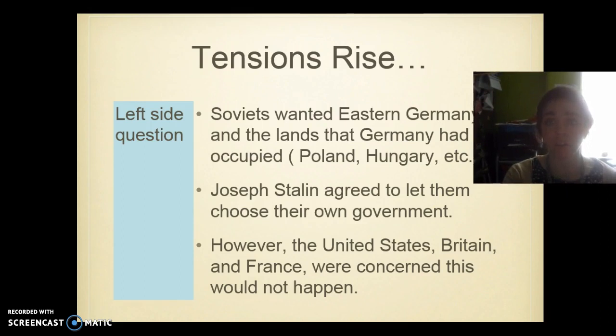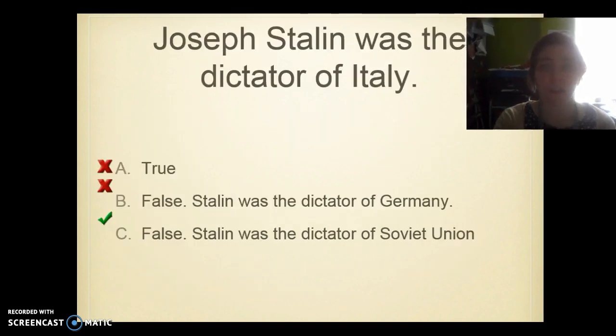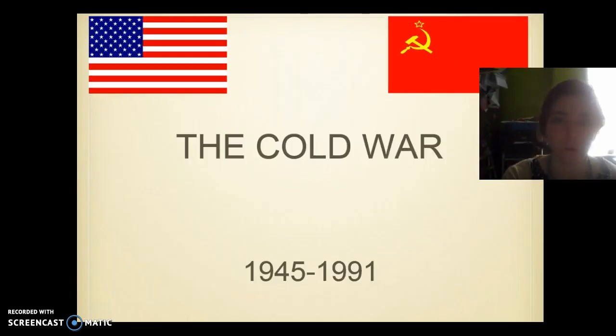Alright, so tensions start rising after World War II. The Soviets want Eastern Germany and the lands that Germany had occupied, Poland and Hungary. Joseph Stalin agreed to let them choose their own government. However, they're afraid that he's not going to do that, that he's not actually going to let them choose. Which leads to the Cold War.